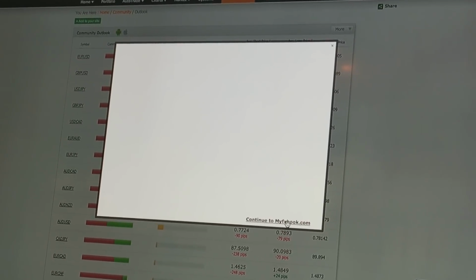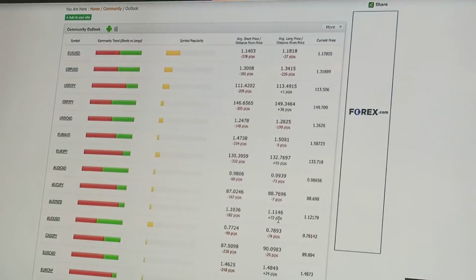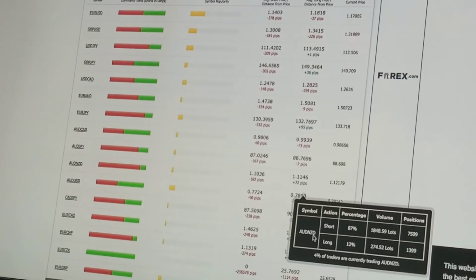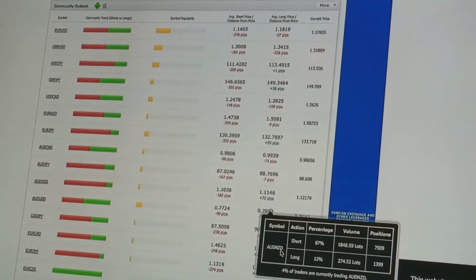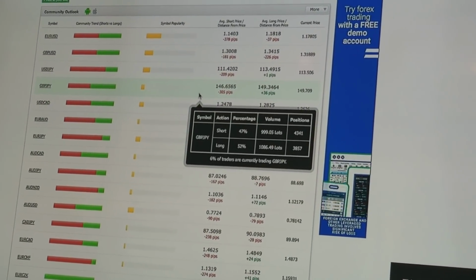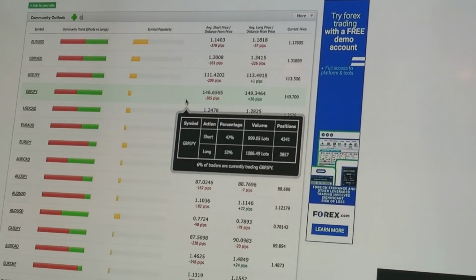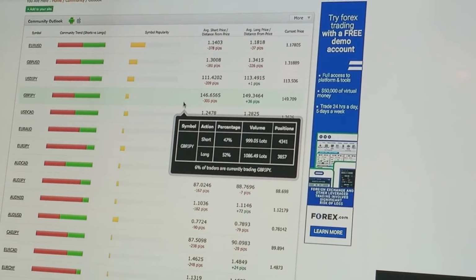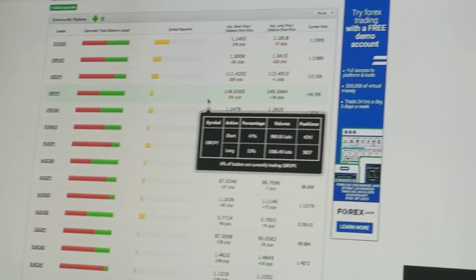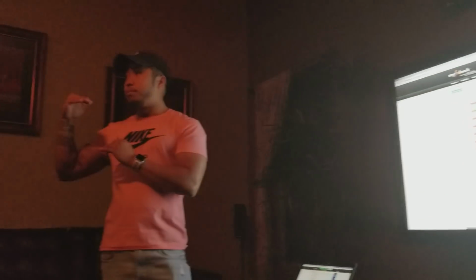All right, so here you go. You have a community outlook. This is everybody that's connected to my FX book. It's not everybody in the world, okay? So say for instance, we're on GJ right now. Think about this. The market gives enough to get people to think a certain way: buy. And then once they get enough people in buy positions, they drop it.